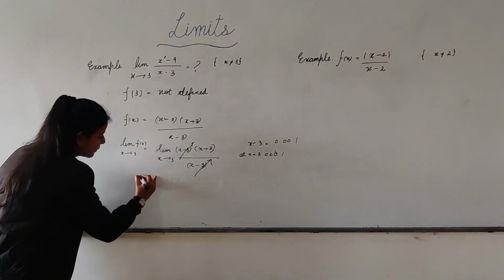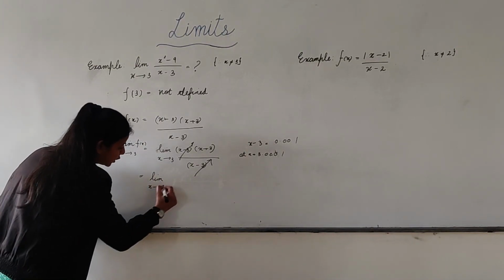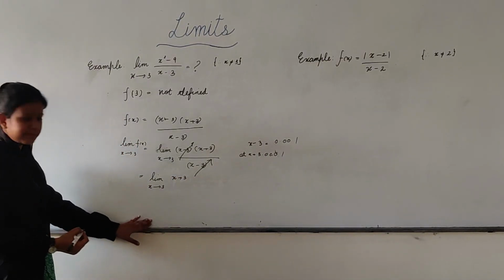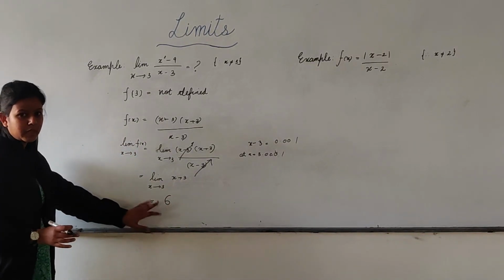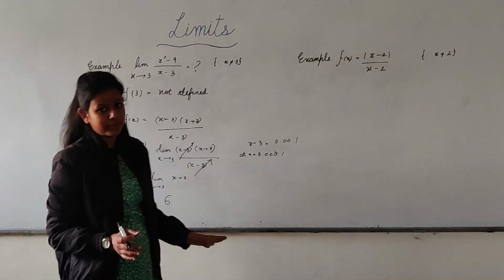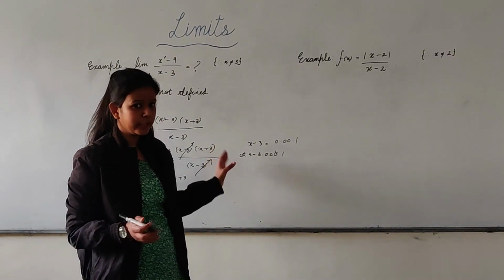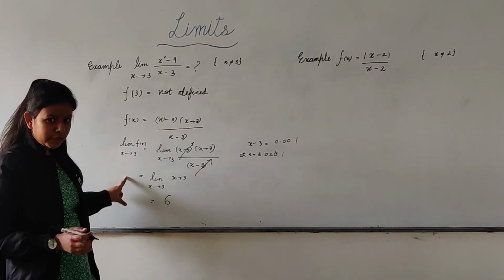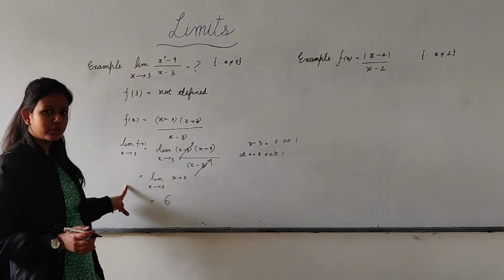So the next step is very basic. As x tends to 3, what will x plus 3 be tending to? This becomes the whole number 6. This is called the limit of the function. In the right hand limit and in the left hand limit, both will be approaching 6. They are both equal, so we say the limit exists and it equals 6.